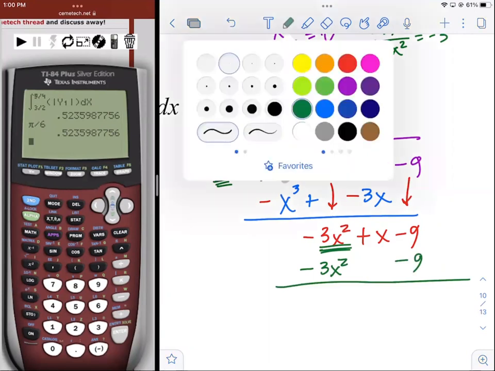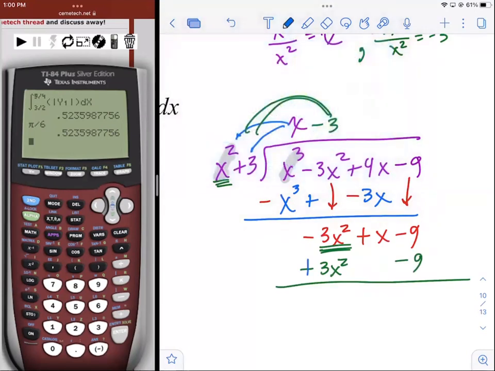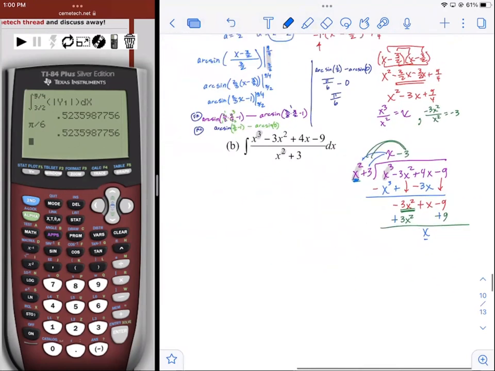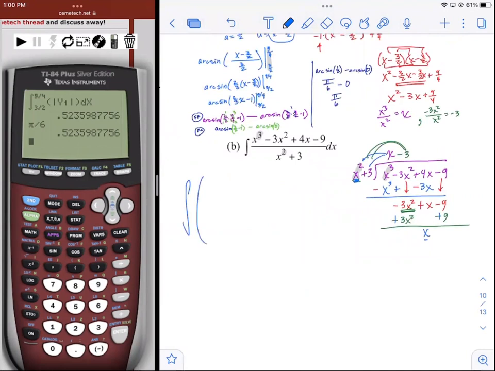Write it under the 9, negative 9. And now I change both signs. So now they both become plus. And then both the first and last cancel, and we're just left with x. And does x squared go into x? No, we're done. So now I know I can rewrite this integral as parentheses, the quotient x minus 3 plus the remainder x over the original divisor x squared plus 3 dx.